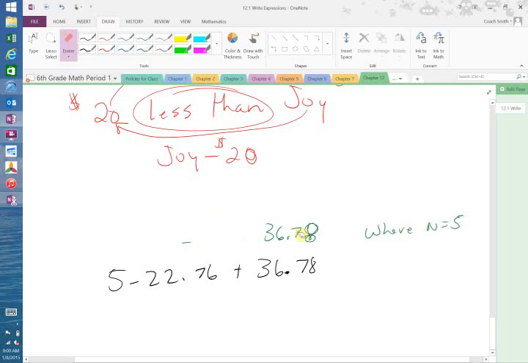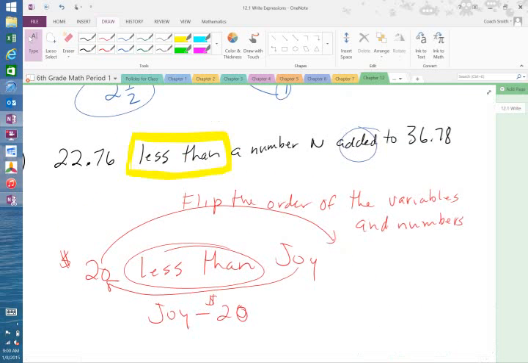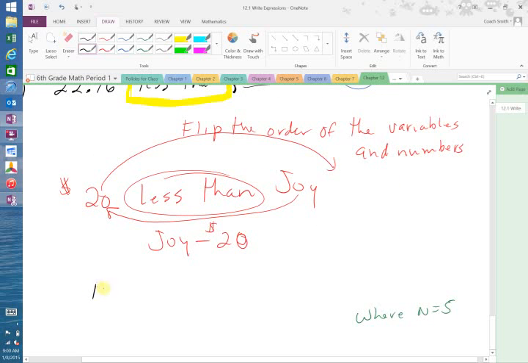Usually, mark that out or erase it. They didn't set it off properly. Usually it says 22.76 less than a number n added to 36.78. Usually what they will do is put a comma right here, and let you know that they want you to do this last part together. Here's what they want you to do. They want you to take n plus 32.78, then subtract 22.76. They want the parentheses around it.